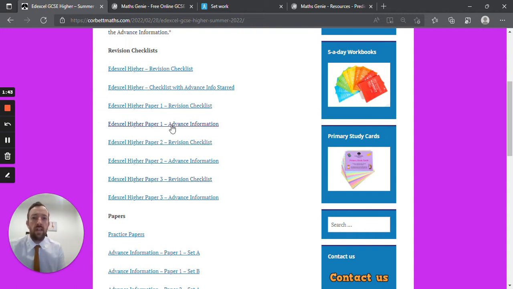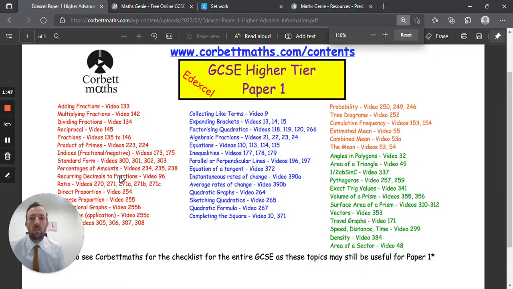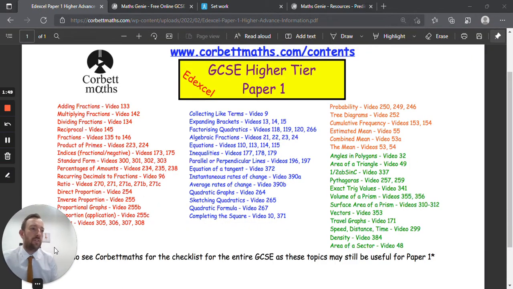So if we click on the advanced information part, okay, and it brings up a nice little revision list for us. So the ones in red, they are all number topics. The ones in blue are all algebra topics. These ones in orange are to do with stats and data. And these green ones, they're to do with shape, to do with geometry. So you can see there all the different topics that are on paper 1 for the foundation, for the higher paper in summer. And it gives you the video clip next to it.